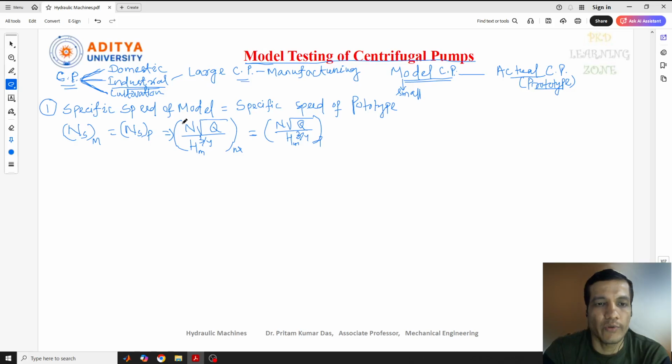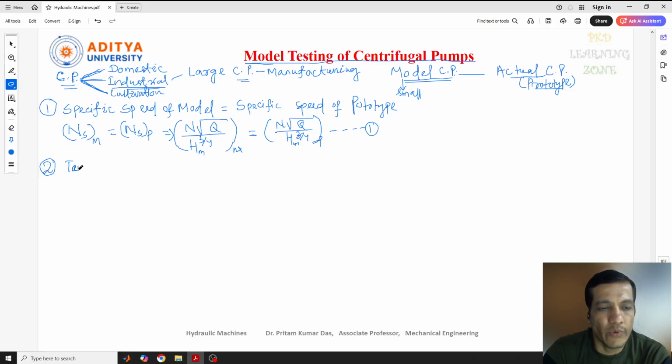This is for the prototype. So here n is the speed and q is the discharge, hm is the manometric head. So this is one thing we need to satisfy.